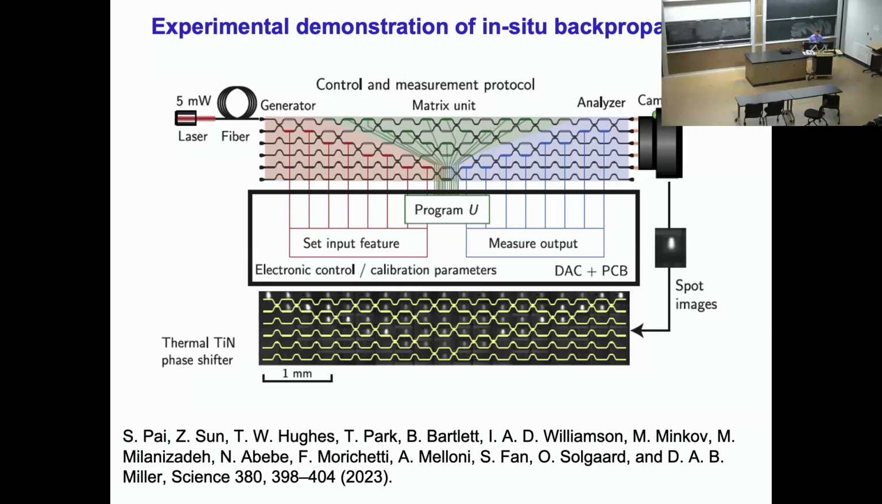So I hope this gives you an example. This is one example in thinking about using nanophotonic structures for information processing purposes.